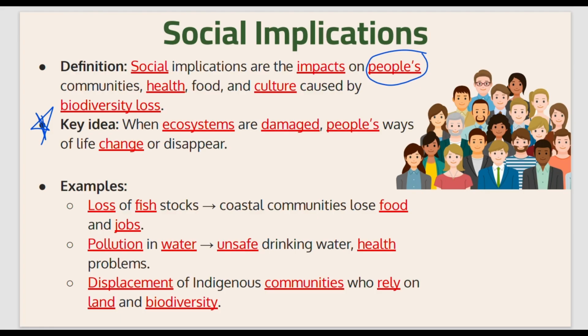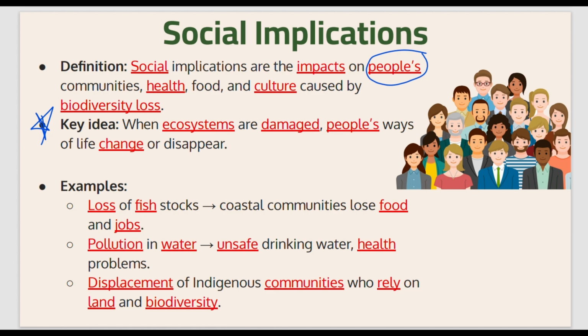So, social, people. An example is if an area loses all of its fish, all of the fish population is lost within an area because of human impact. Maybe the water is polluted or potentially overexploitation, overfishing. If all the fish is removed from that area, then coastal communities, communities that live on the coast, can lose food, which hurts their health, and can lose jobs, which affects their livelihood and how well they can survive within that economy, and their happiness.